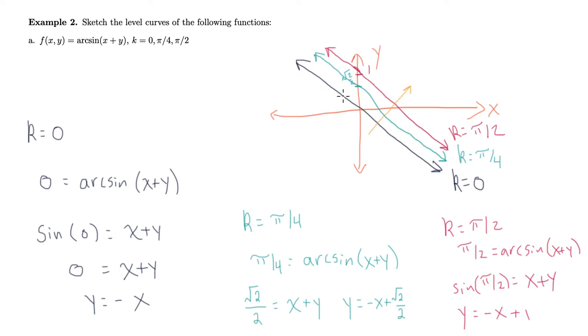And these are all lines because actually this function will actually just give me these level curves. They're all lines like this because for any fixed value here, I just have x plus y is equal to sine of that fixed value, and so I'm just getting all of these lines of slope -1.